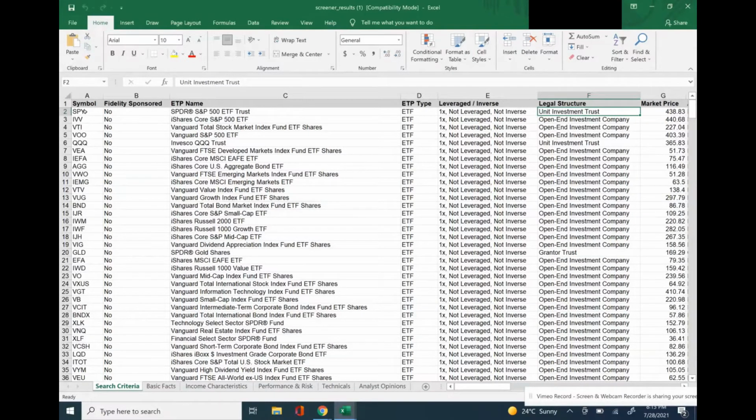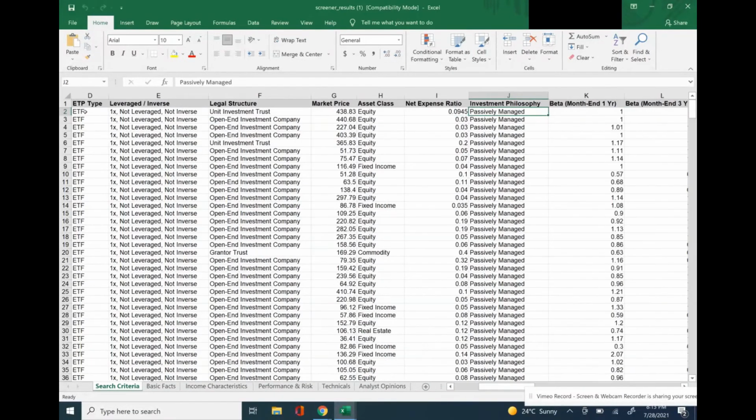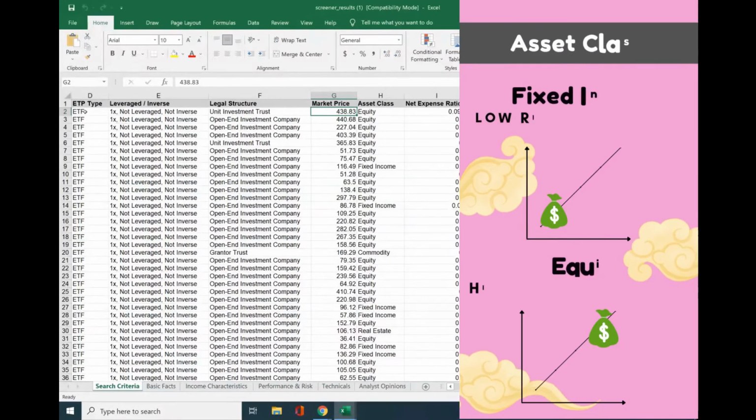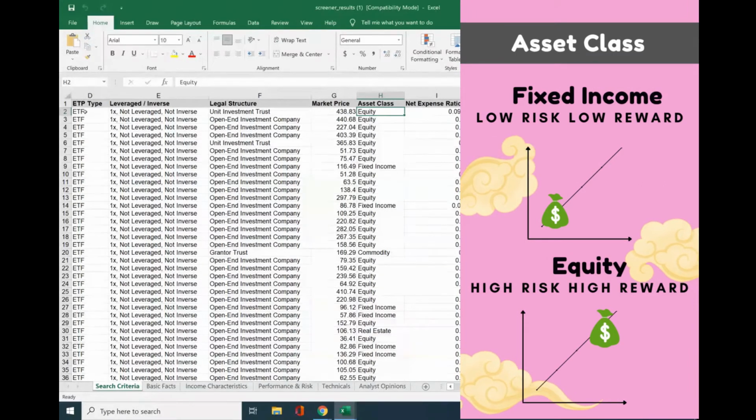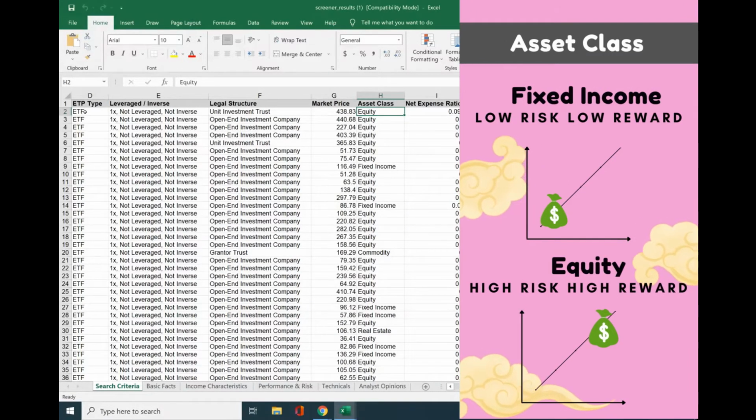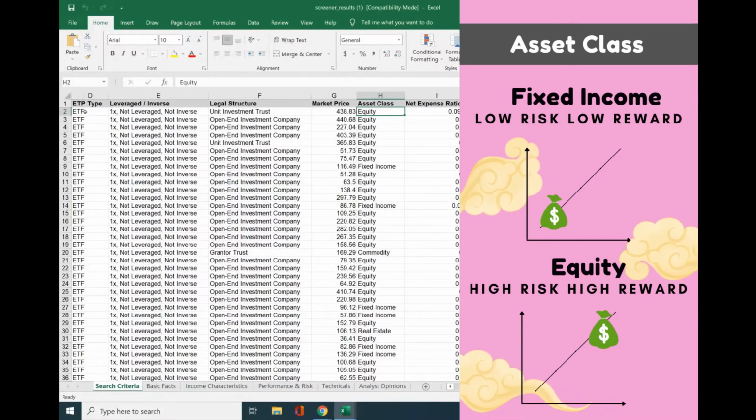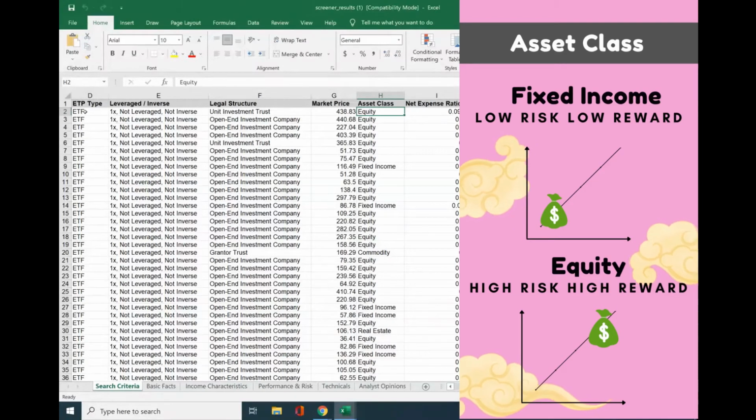Your market price: as I mentioned, ETFs are traded on a stock exchange, and hence they have a particular market price based on demand and supply. Your asset class: as you can see, there are about 2 to 3 different types. In this case, there's fixed income and there's equity. A good example of fixed income would be bonds, which typically have a lower yield but are considered to be safe investments. Equities, on the other hand, have inherent risk but a higher reward. At the end of the day, it all comes down to reward-to-risk ratios.